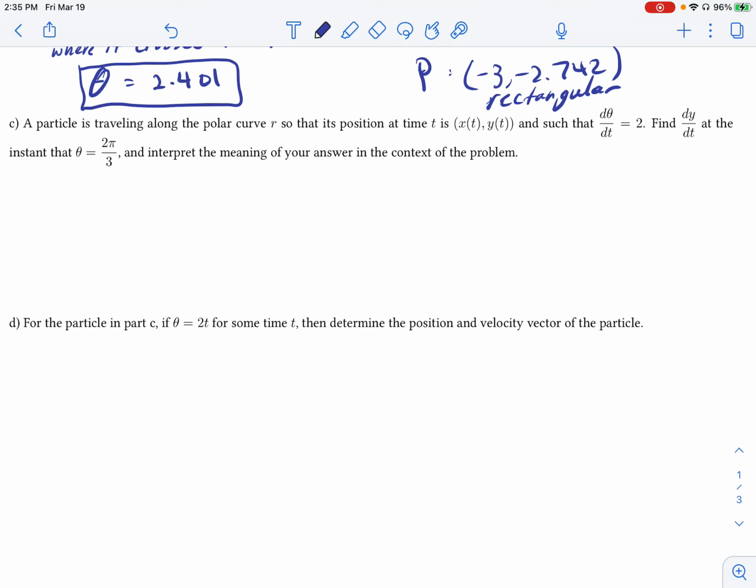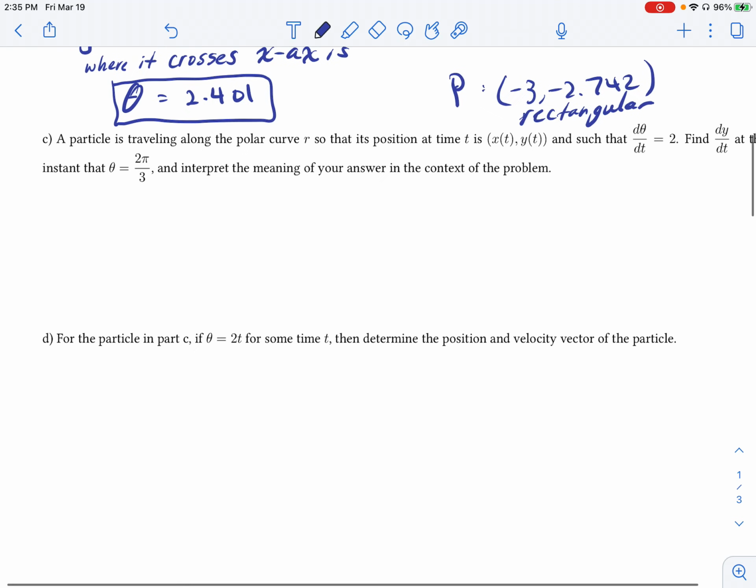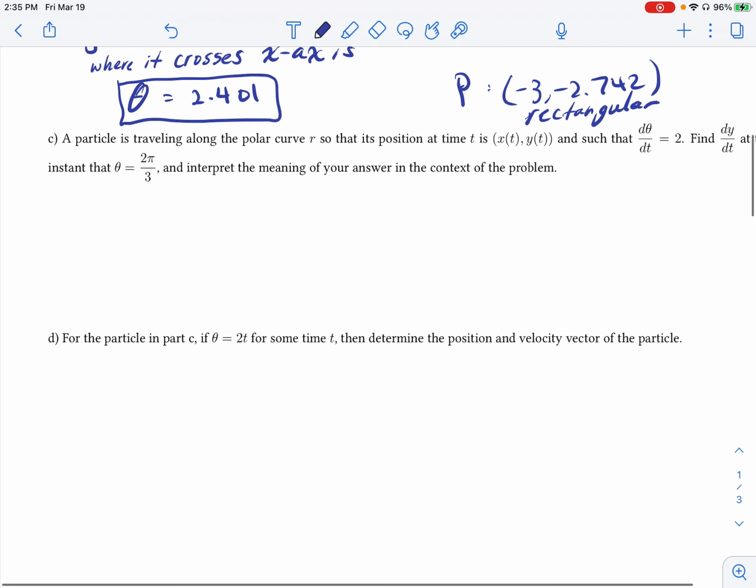Quick note, in my solutions that I have uploaded to Classroom, I have a typo where I wrote dy dt in one of my parts. I accidentally wrote it as dy dt. I meant to write it as dy d theta, but I'll write the correct answer here. All right, so since I need to find dy dt, I'm definitely going to need to find dy d theta, okay?